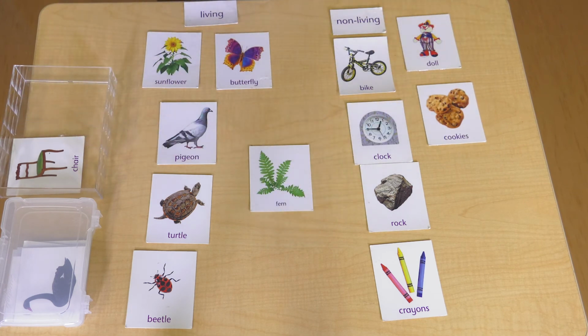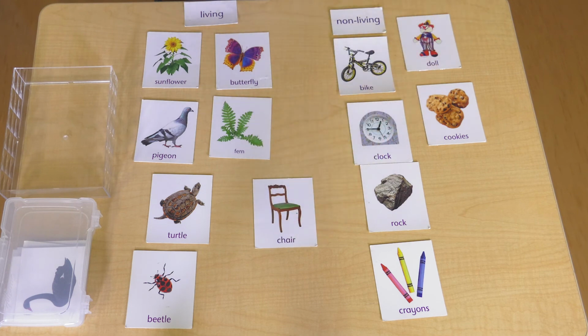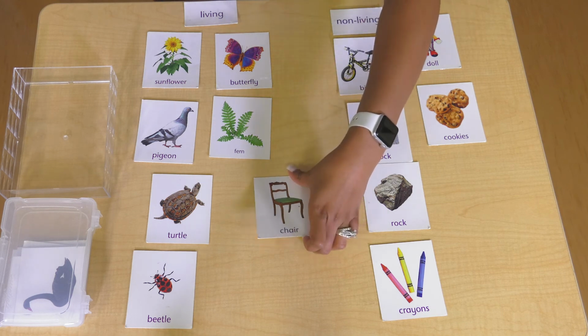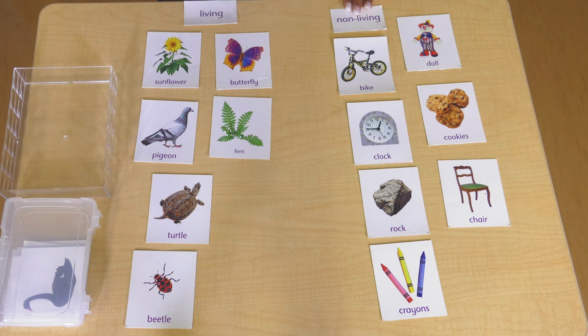We have a fern. A fern is a plant. It grows. You might not see it grow very fast. Sometimes it goes slowly. So it is living. Then we have a chair. A chair does not move unless someone moves it to sit on. So this is non-living. Did you sort your material or find anything in your home that's living or non-living? See if you can sort your material.